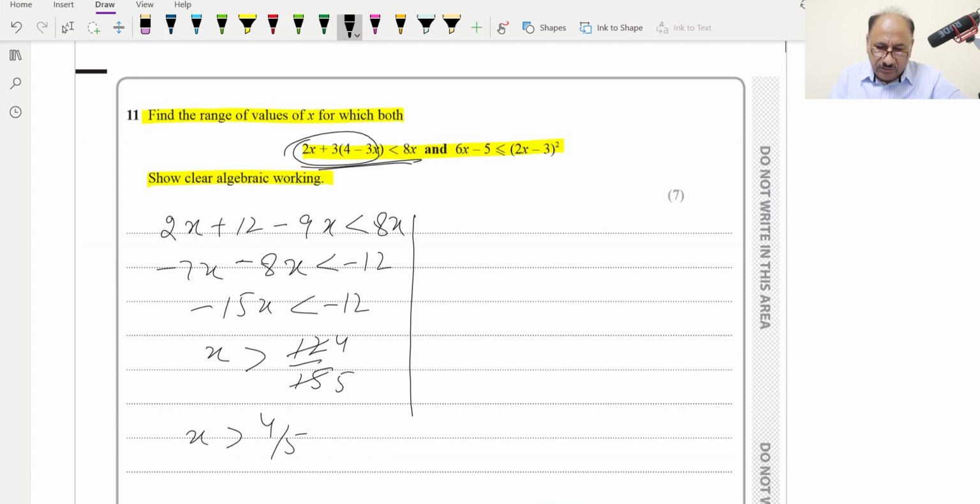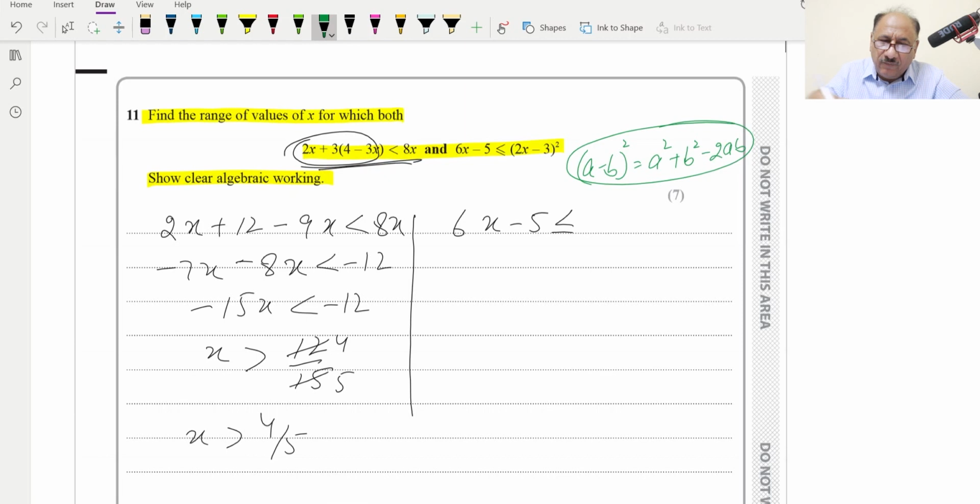And from this side we can write 6x minus 5 is less than or equal to, we can open the square, and the formula we will be using is a minus b squared is equal to a squared plus b squared minus 2ab. This will be the formula.